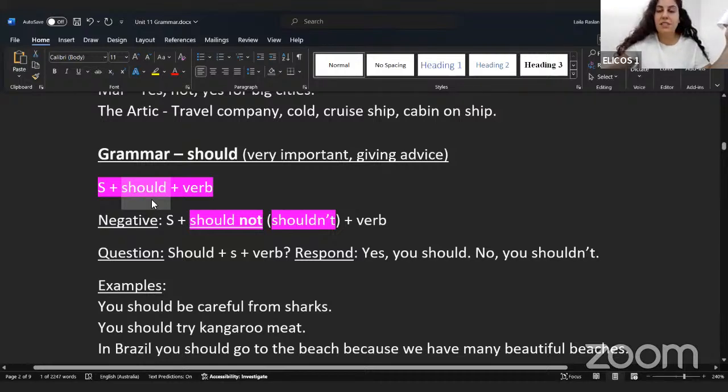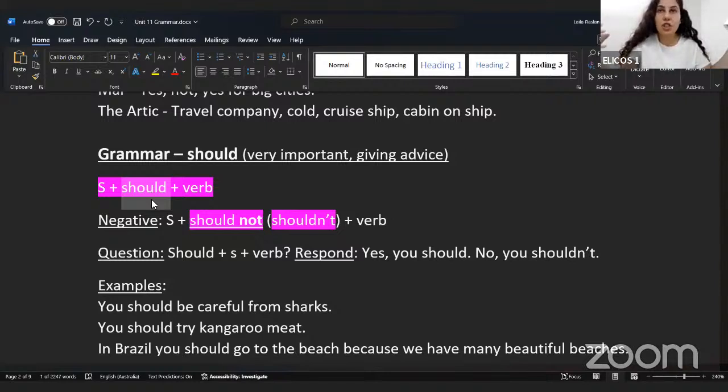And it's a present. It's talking about now. You should do this. Or in the near future. You know, next year you should start a new course. So it's speaking about now, in this moment, the present, or in the near future.